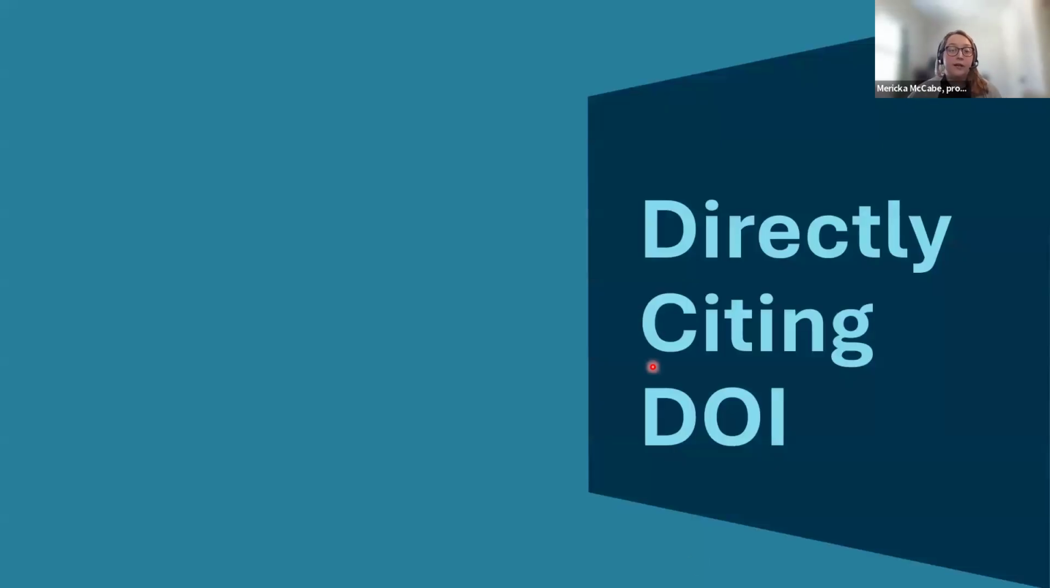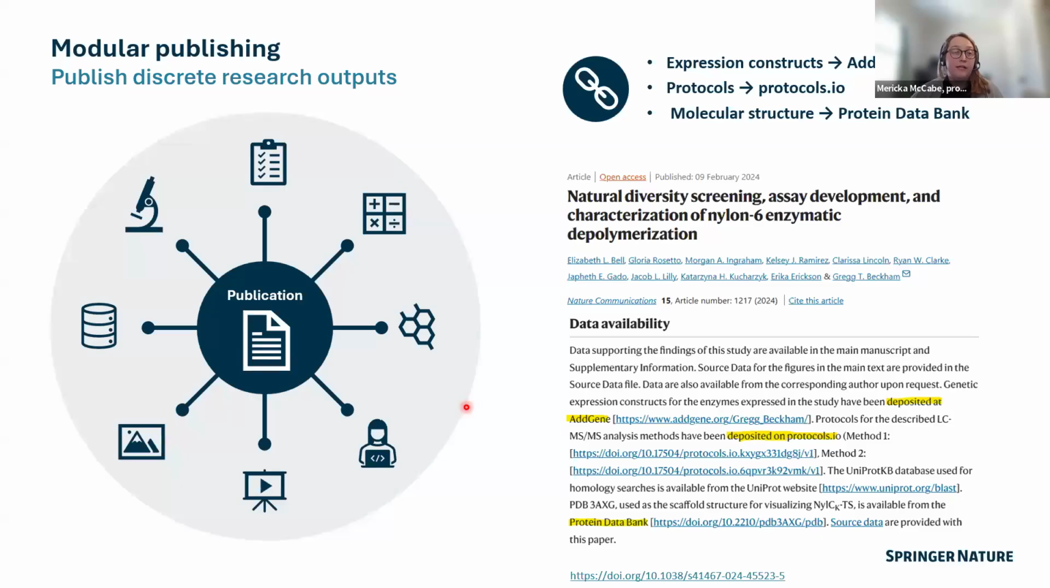So I want to talk quickly about directly citing DOIs in papers when you're referencing protocols from protocols.io. Some of you might be familiar with the idea of modular publishing, which is publishing discrete research outputs and bringing them all together into a manuscript.